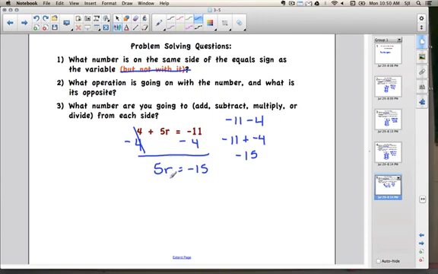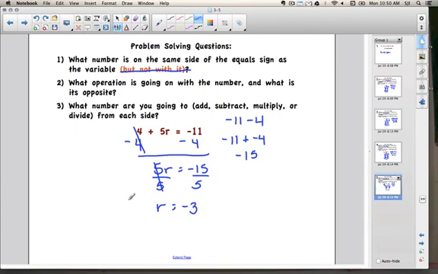So I'm going to use a fraction bar to represent my division. These two 5s cancel out. We're just left with r equals negative 15 divided by 5. We have opposite signs, a negative and a positive, so that means our answer is going to be negative. And negative 15 divided by 5 is going to be negative 3.